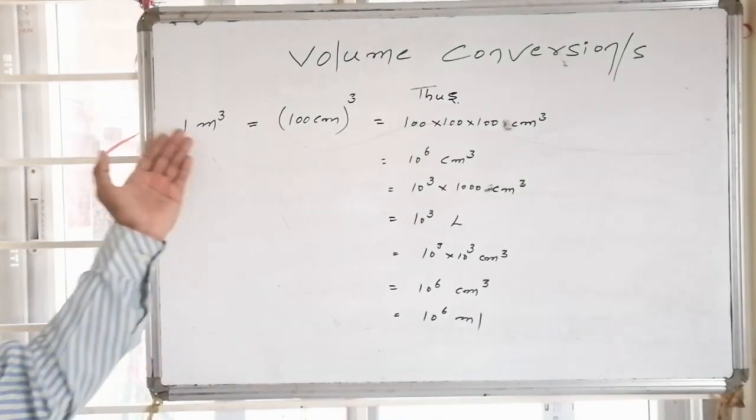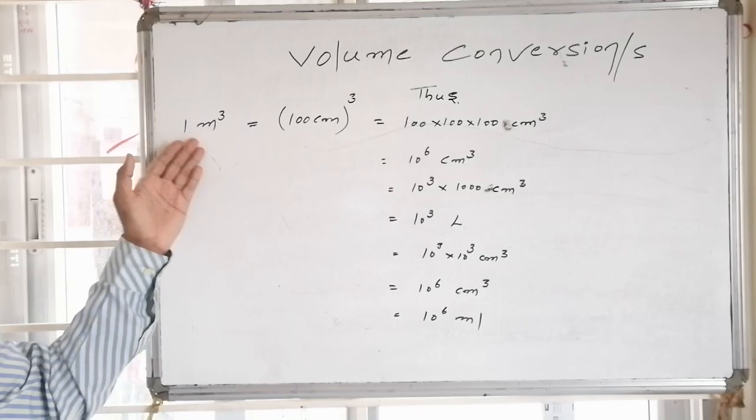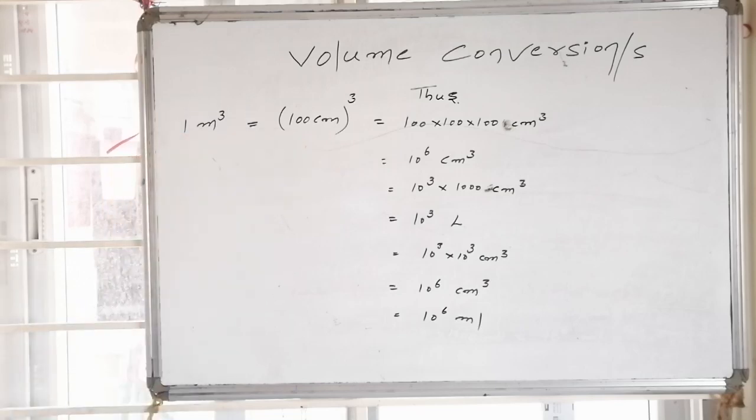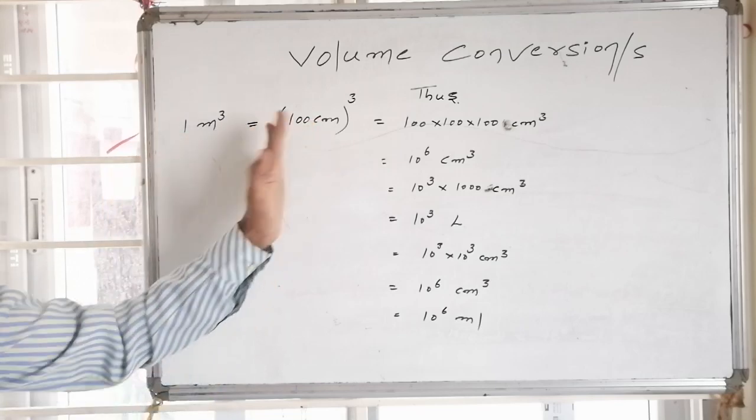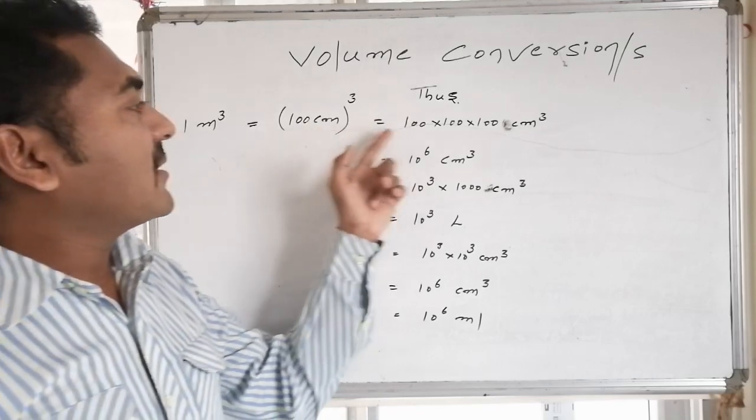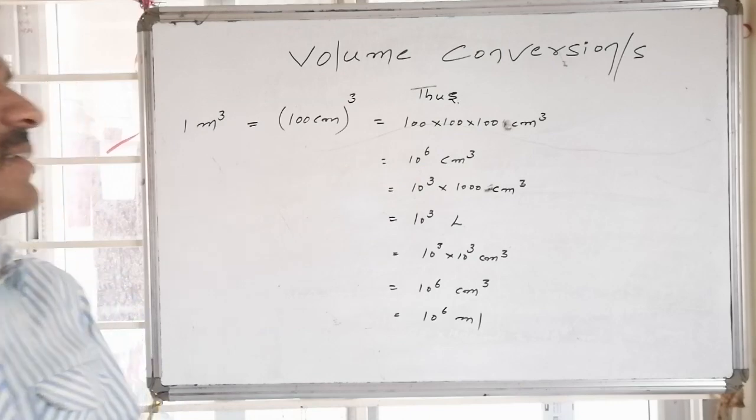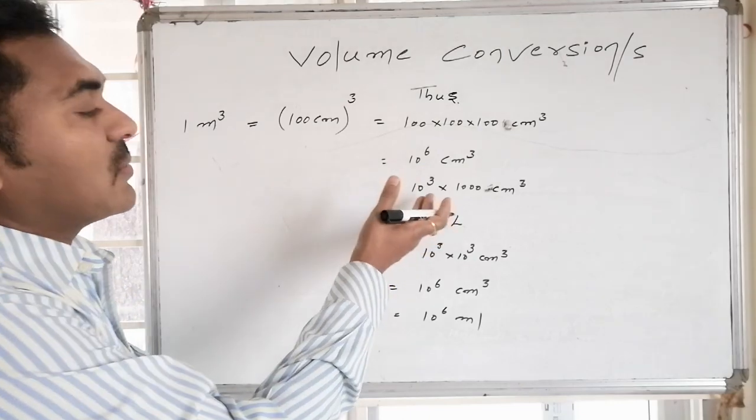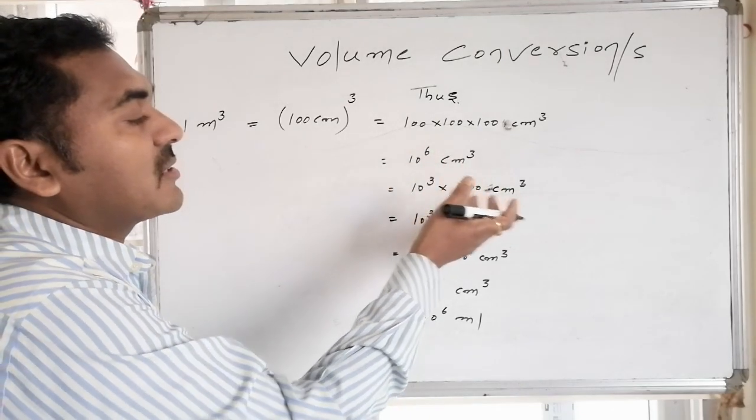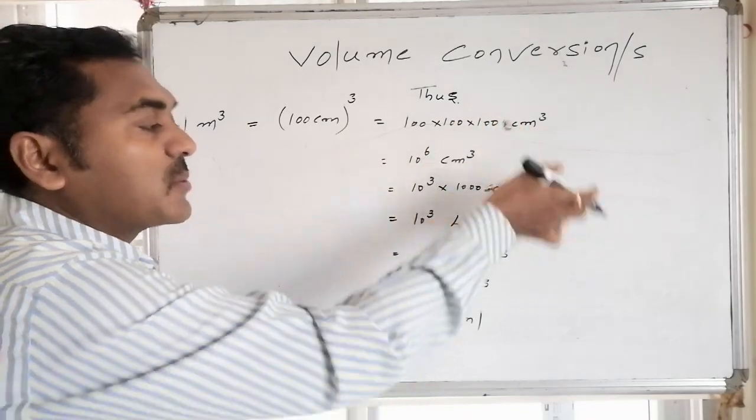Thus, in reverse, 1 meter cube will become equal to, 1 meter consists of 100 centimeters, that is 1 centimeter, 100 centimeters whole cube. Thus 100 into 100 into 100 centimeter cubes, that is 10 power 6 cubic centimeters. That also becomes equal to 10 power 3 into 1000 centimeter cubes, that is 1000 ml.